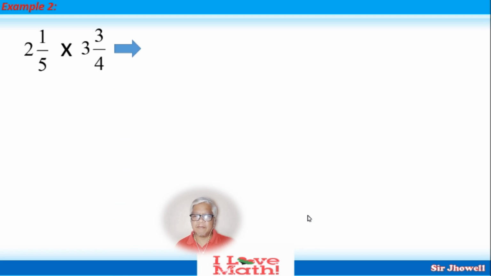So, 2 and 1/5. Copy the denominator 5. And then multiply 5 dun sa whole number na 2 plus the numerator 1. Okay? Times 3 and 3/4. Copy the denominator 4. Then multiply yung 4 sa whole number na 3 plus the numerator 3.